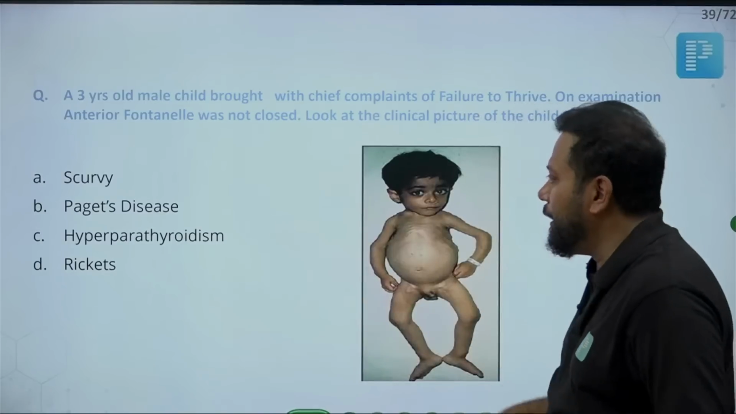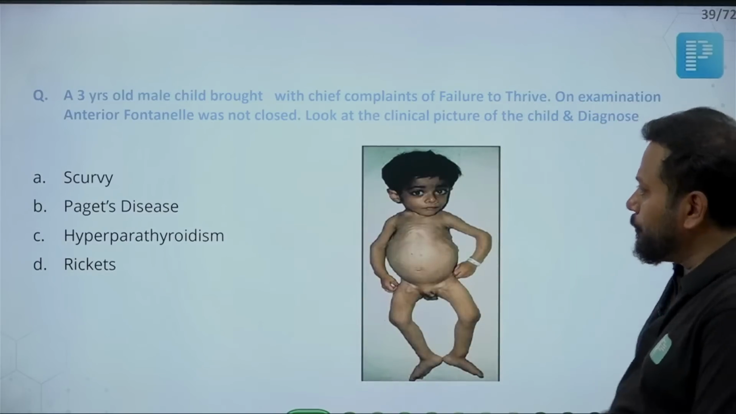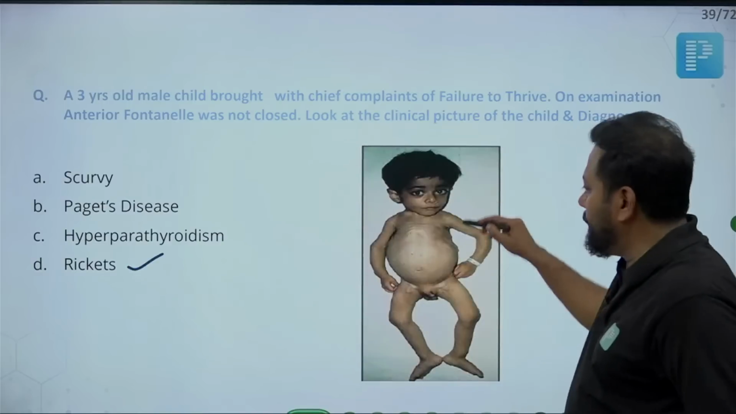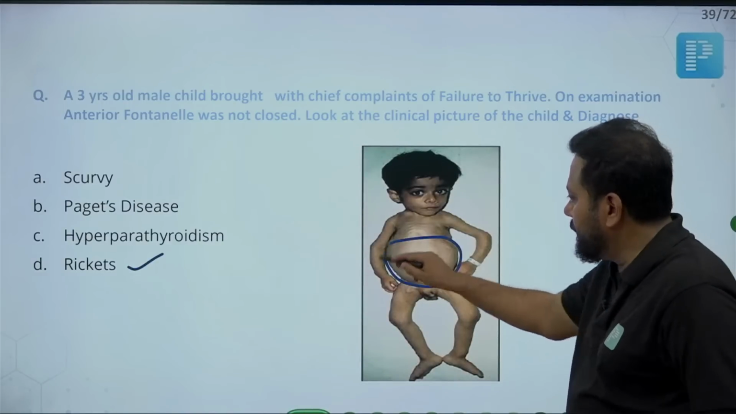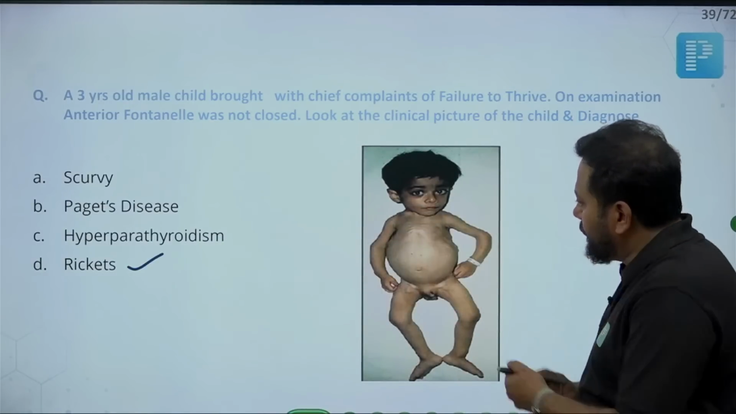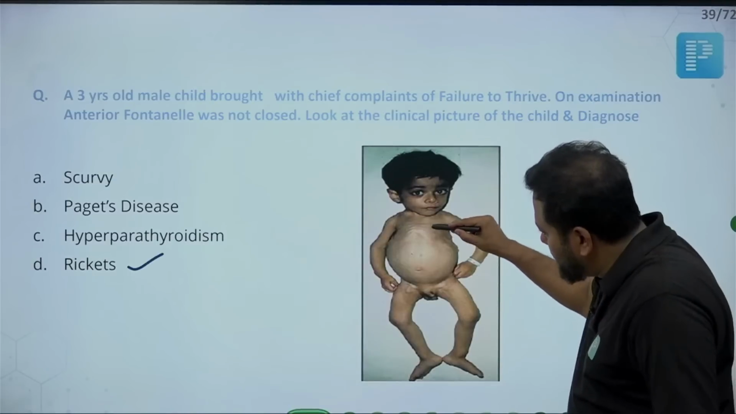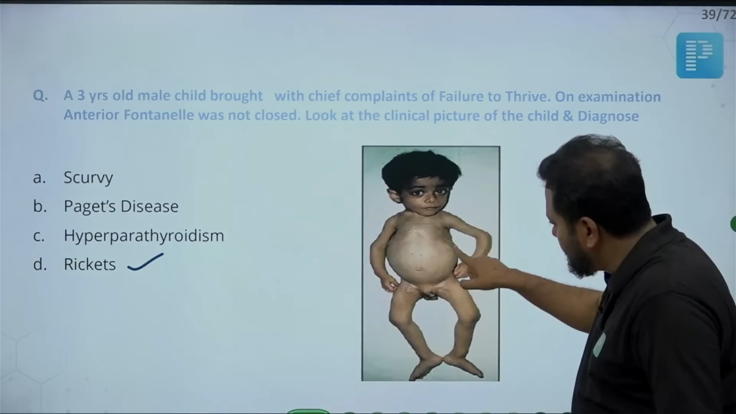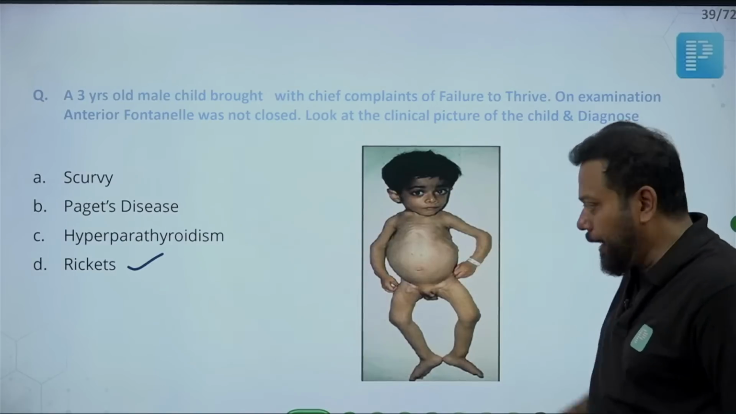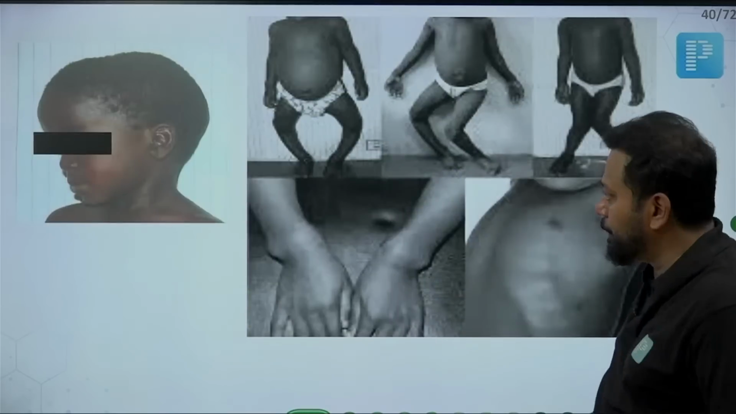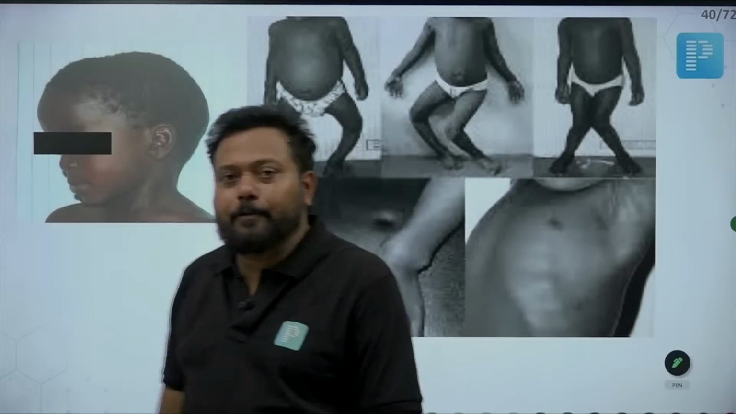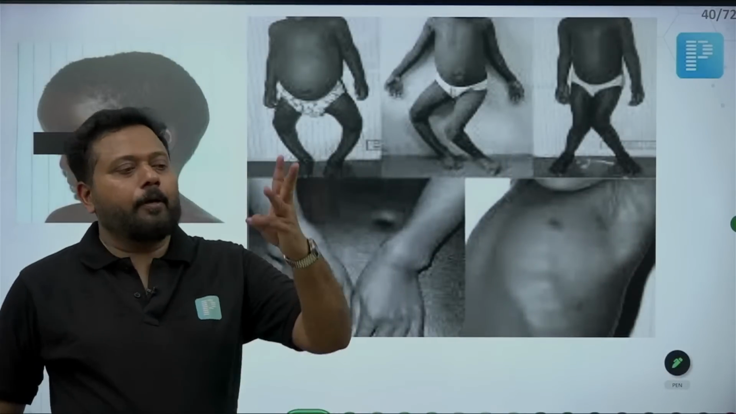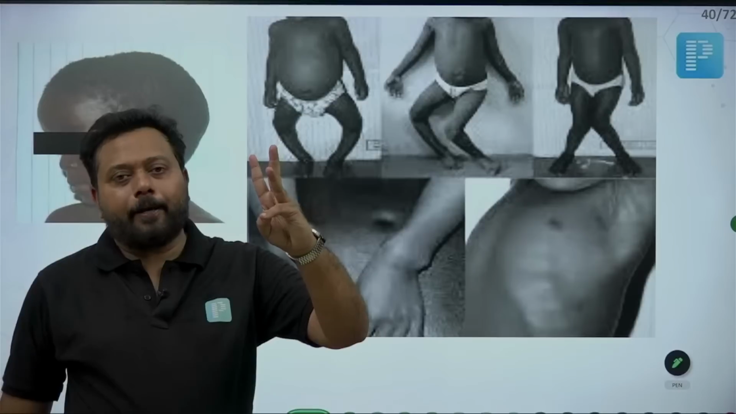So the diagnosis is rickets. This child has a pot belly. When you look carefully at the ribs, you can see a sulcus-like thing. That is called Harrison sulcus. I will show you the picture. What are the clinical manifestations of rickets? Fontanelles remain unclosed even after 18 months.